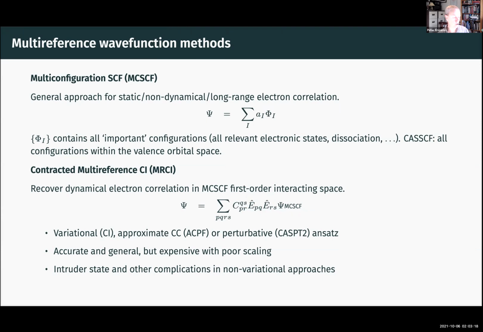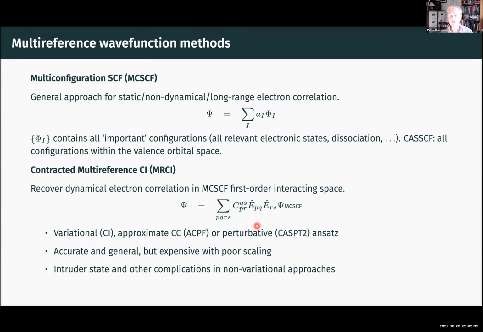E_PQ and E_RS are operators that excite from one orbital to another. And the idea is that you do those excitations on the whole MCSCF wave function. So each of those so-called contracted configurations is itself a mixture of many Slater determinants because of the many determinant nature of the reference wave function.